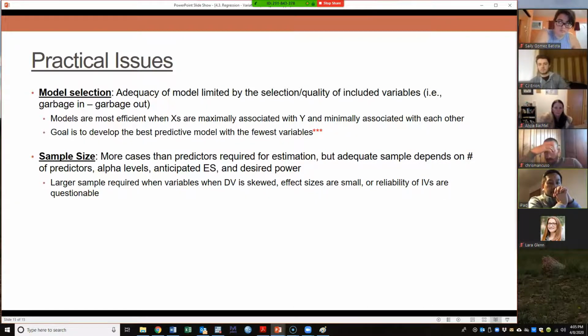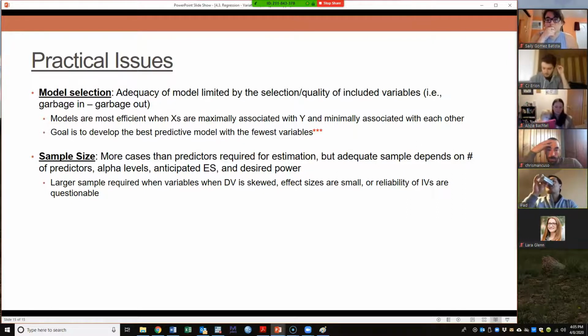It depends on the number of predictors, your alpha levels, what your test levels are, the effect sizes you're anticipating, how much power you want. If my dependent variables are skewed or I have small effect sizes, I need larger samples. If my reliability is not good, I need larger samples.